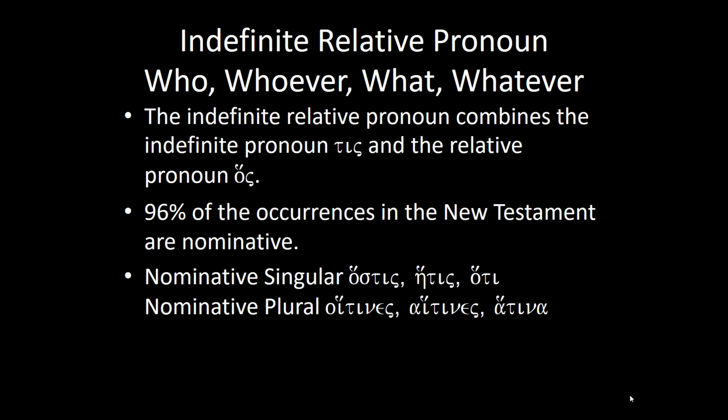But you don't really need to worry about it too much because these are the forms that you're going to see 96% of the time. Hostis, hatis, hati, hoitines, haitines, hatina. This means who, whoever, what, or whatever. Now do look at that form hati, the nominative singular form. It's the neuter form.